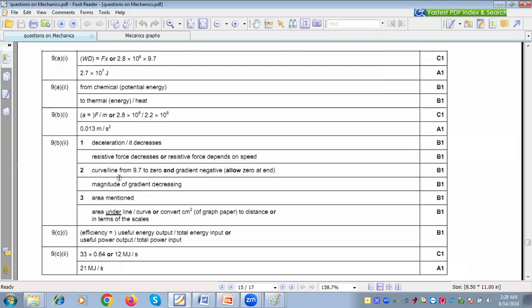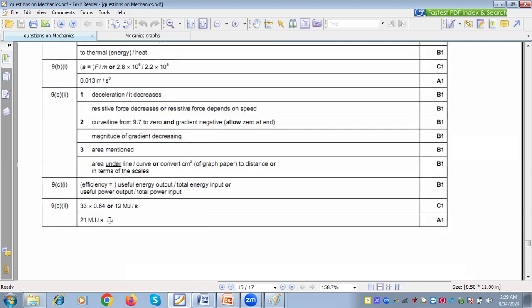Okay. So you have to show the decreasing gradient. This was shown as area under the graph. Okay, all these parts were discussed. Okay, 1 mark for writing the formula of efficiency, 1 mark for the substitution of the values, and 1 mark for the right answer with the appropriate unit.